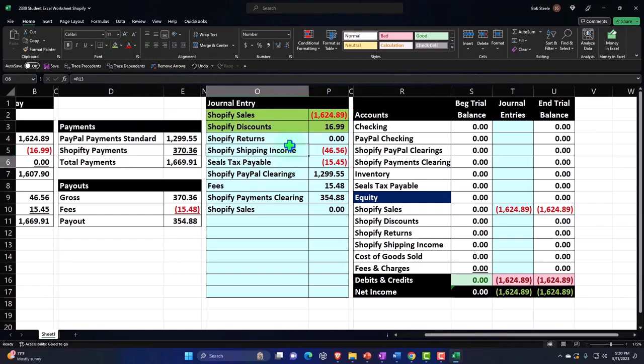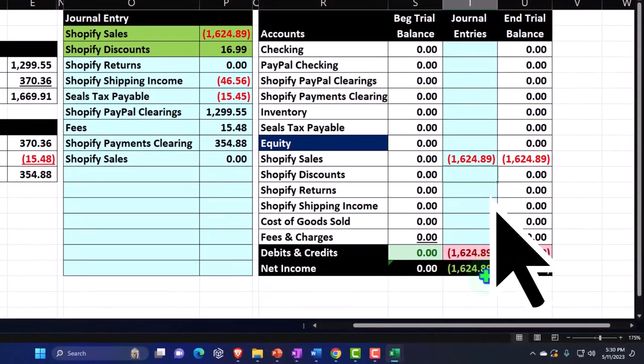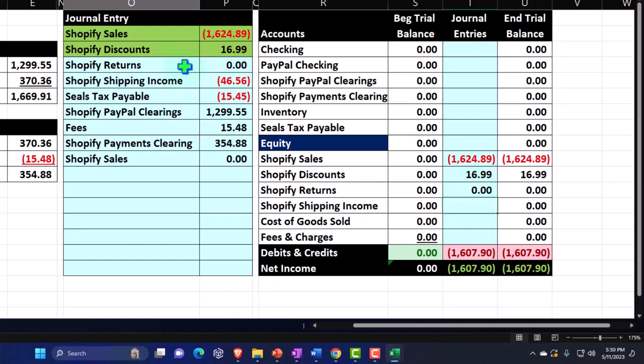So we're going to say, okay, Shopify discount. That's going to be like a contra revenue account. So it's on the income statement side. It's going to affect net income, and it basically brings the net sales down. So that's a debit, decreasing the net income. And then the Shopify returns, we didn't have any, but I'm going to put it here. So that's green, boom. I'll greenify these two.